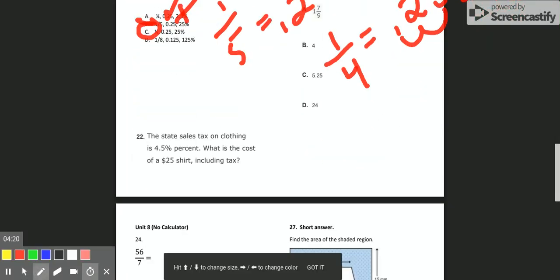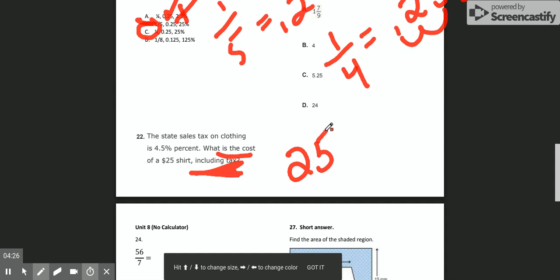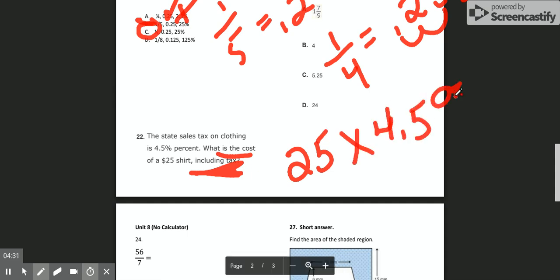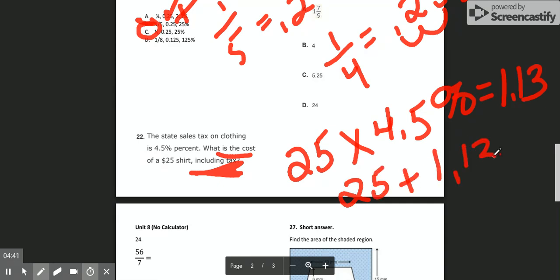And 22, what's the cost including tax? That's important. So we take 25 times 4.5%, and that would be $1.13. And tax means we add it on, so I take 25 plus $1.13, so I would get 26.13, which is option D.